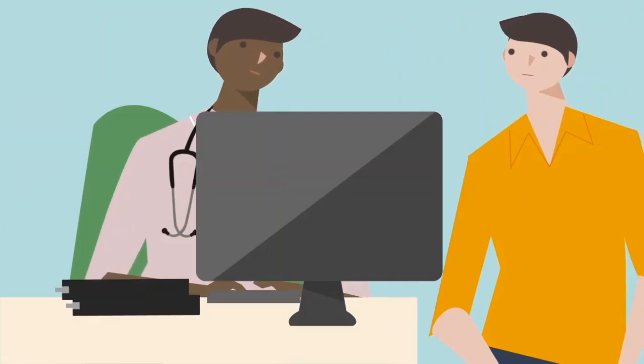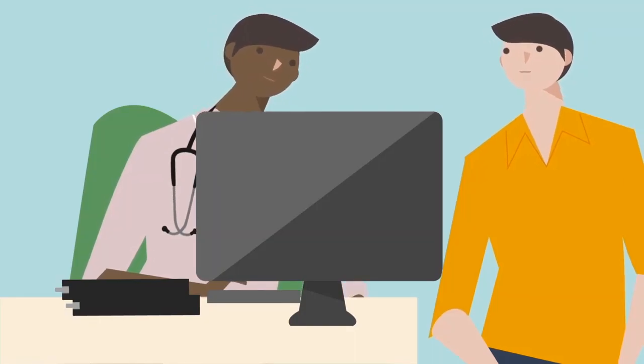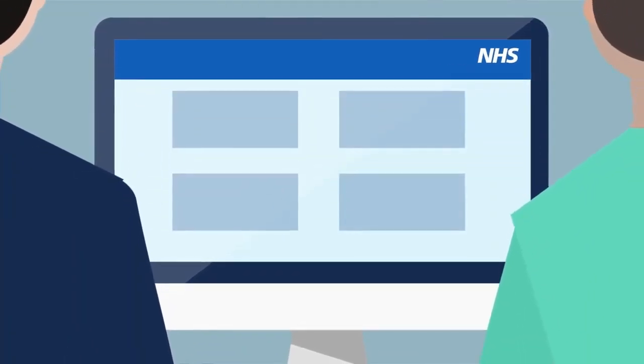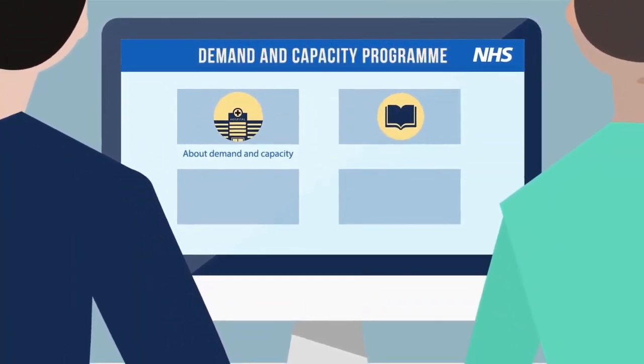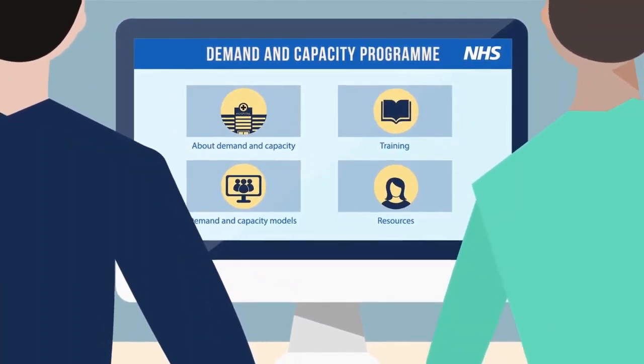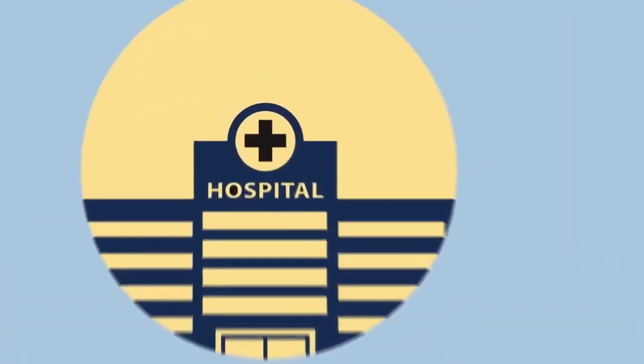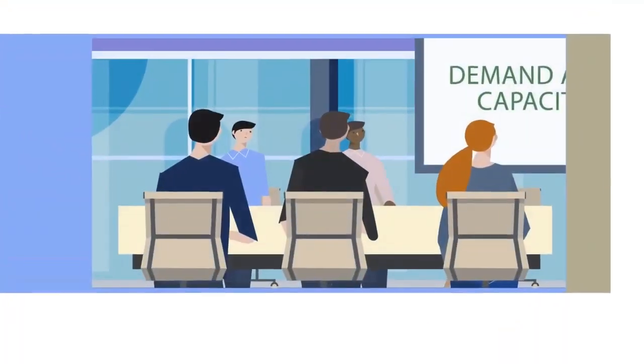With good data, demand and capacity models help visualise how a service is performing and how likely it is to meet the demand from patients. Ensuring you have the data to input into the models can be time-consuming, but how do you know otherwise if you are planning to use your resources efficiently? Let's look at how demand and capacity planning can help you.